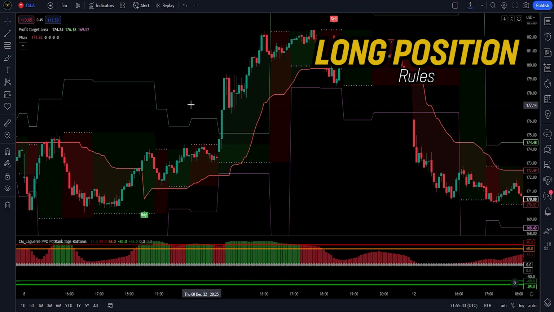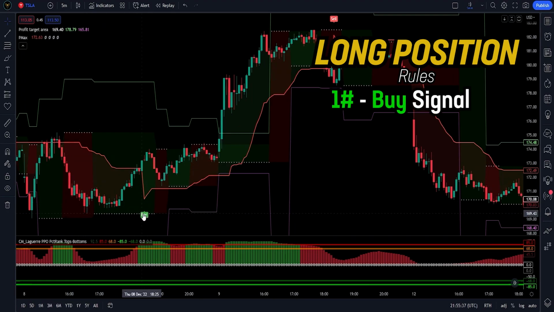Let me explain what 3 rules we will be using for this scalping strategy. Rule number 1, wait for buy signal. This signal is created by our Profit Maximizer indicator. This indicator creates buy signals, as well as sell signals, but for our long position we will pay attention only to buy signals. We will always wait for either of these signals before even considering entering a trade, so keep that in mind.